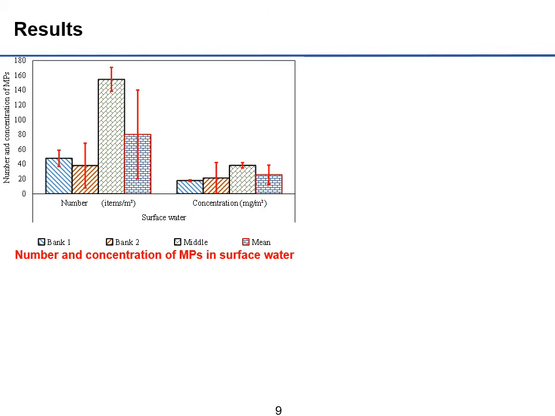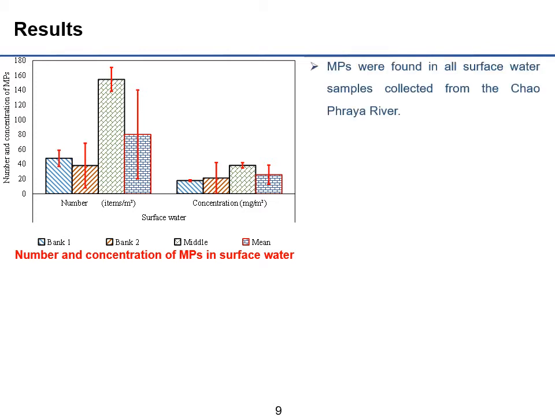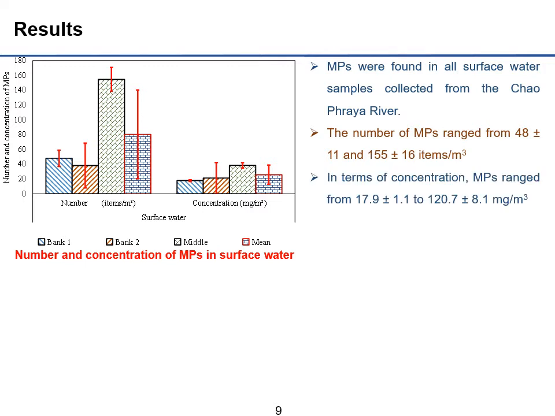Now let's go for the result. The figure here shows us the number and the concentration of microplastics in the surface water. We can see that microplastics were found in all surface water samples collected from the Chao Phraya River, and the number of microplastics ranges from 48 to 150 items per cubic meter. And in terms of the concentration, microplastics range from 80 to 120 milligrams per cubic meter.